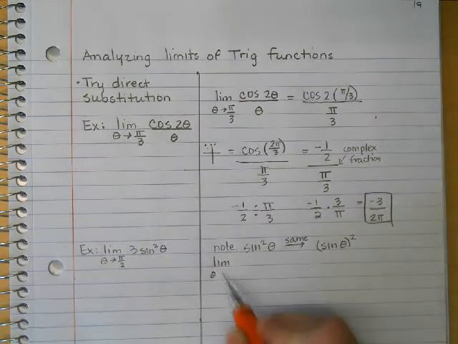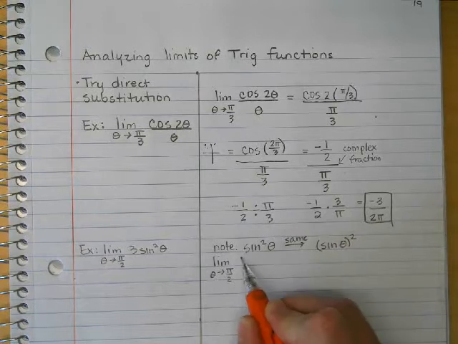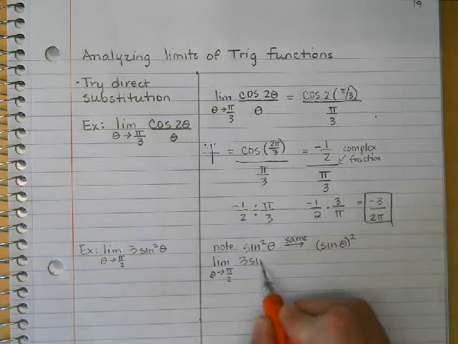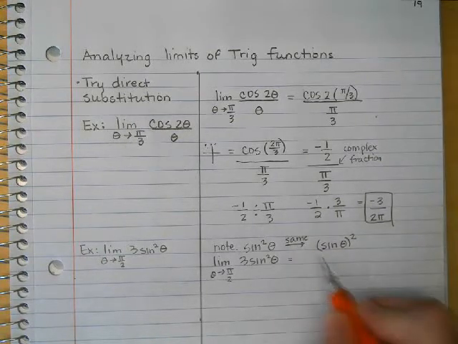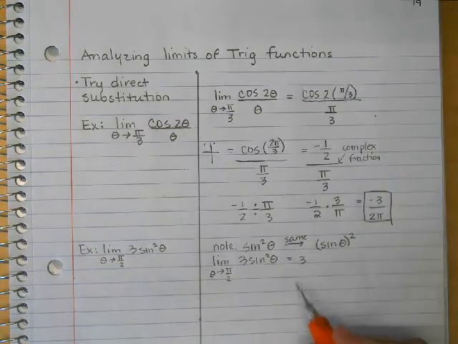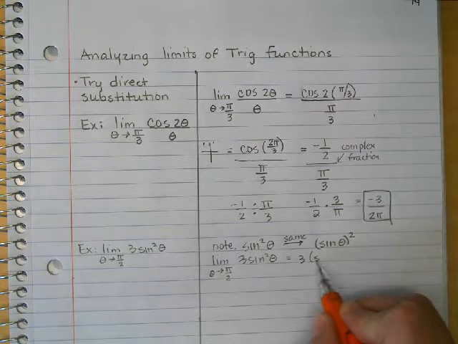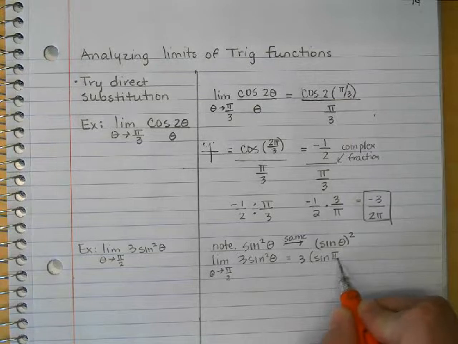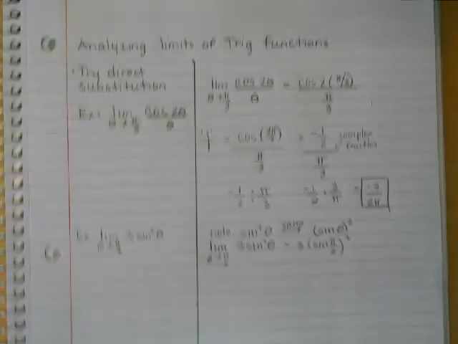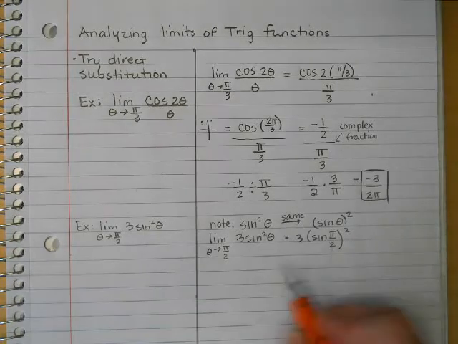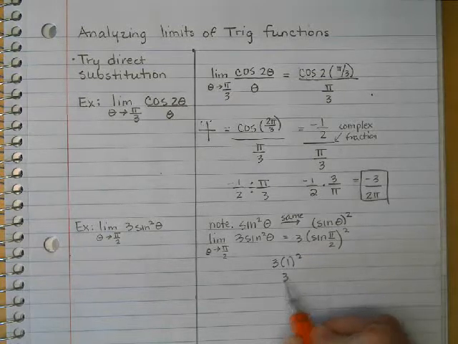So let's look at this problem. The limit as theta approaches pi over 2 of 3 sine squared theta is equal to, I'm doing my direct substitution, so I'm dropping off the limit, 3 times the sine of pi over 2 squared. Well, the sine of pi over 2 would be 1. So there's our answer.